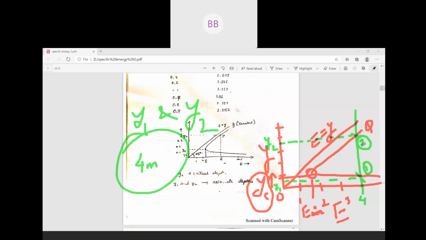So in that specific energy curve, apart from your minimum specific energy, any specific energy which is greater than your minimum specific energy will give you two depths of flow. If you consider here also, it intersects the curve at two points and you will get two depths of flow. So for any value of specific energy greater than the minimum value, you always have two depths of flow.